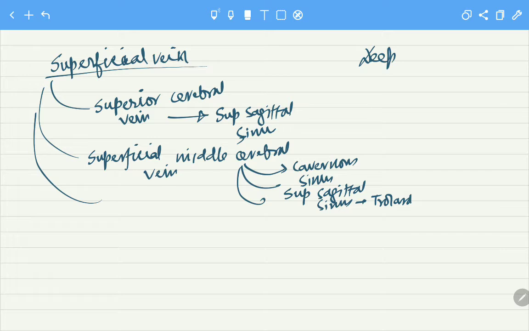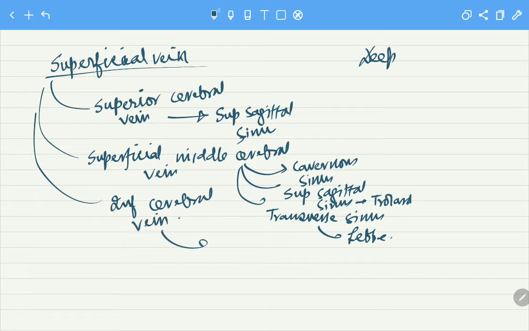So the superficial middle cerebral vein drains into the cavernous sinus in the front, and it is also connected to the superior sagittal sinus through the anastomotic vein of Trolard, and the transverse sinus through the anastomotic vein of Labbé. And then there is the inferior cerebral vein, which drains into the superficial middle cerebral vein and also the transverse sinus.